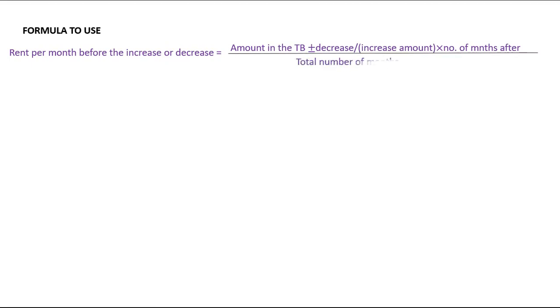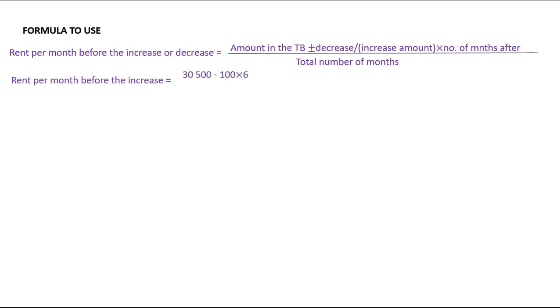If you don't want to use the X, all you have to do is to use this formula. You take the amount in the trial balance. If it is a decrease, you add the decrease times the number of months after the decrease. If it's an increase, you minus the increased amount times the number of months after the increase. And then you divide it by the total number of months over which that rent was received. And our rent amount was 30,500 in the trial balance.